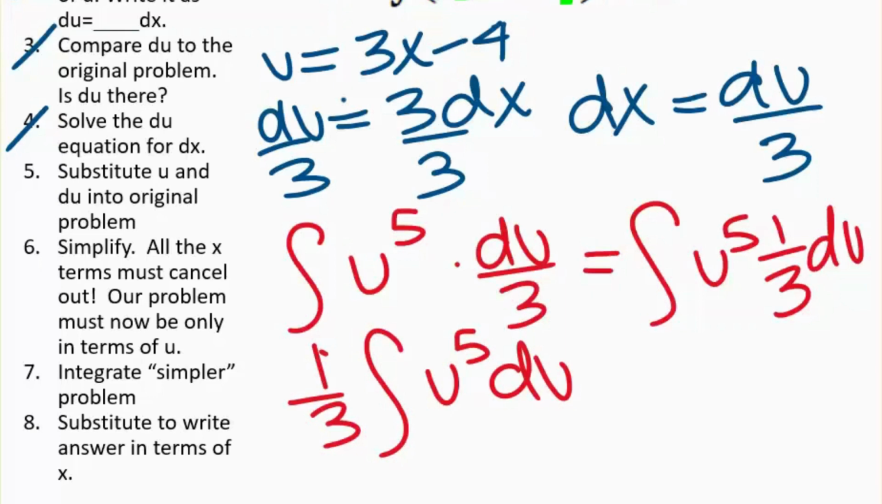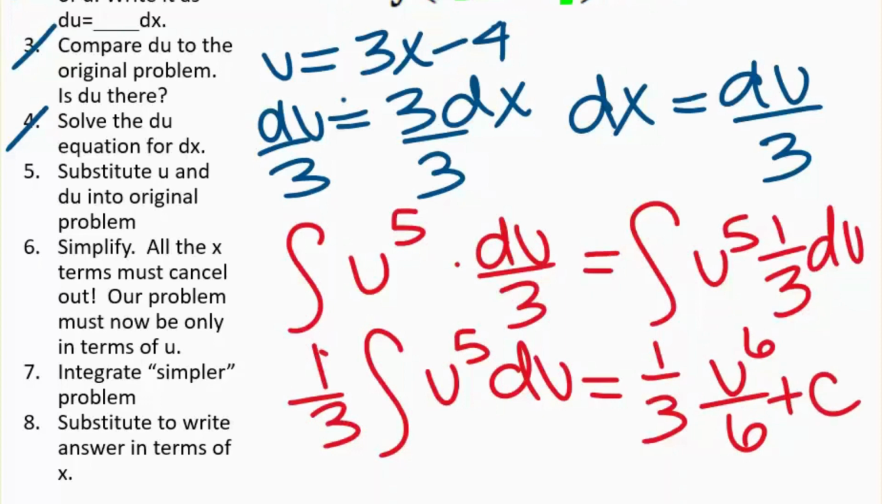These are the types of problems that you've been solving so far, using your antiderivative rules you've learned. Remember, what we're going to do is raise the exponent by 1. So that becomes u to the 6th divided by 6. Always remember your plus c.